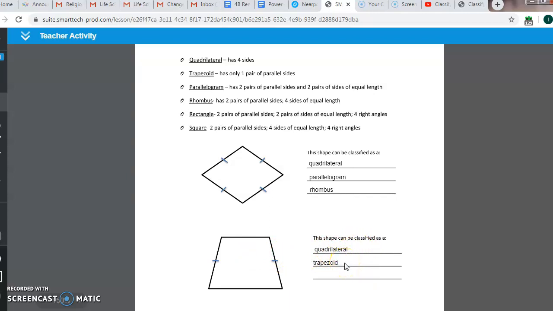Now, later today during our non-electronic time, you guys are going to try some more problems where you're going to have different shapes and you're going to have to classify them. Feel free to print out this paper and go through the list just as we've been doing. Go through each definition and ask yourself if that definition applies to your shape. If it does, then the shape can be classified as that name. And if it doesn't, then that would not be a name for your shape.